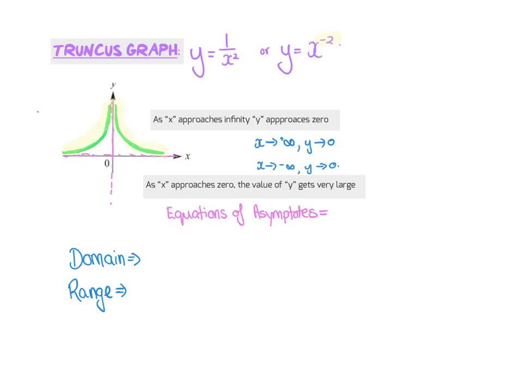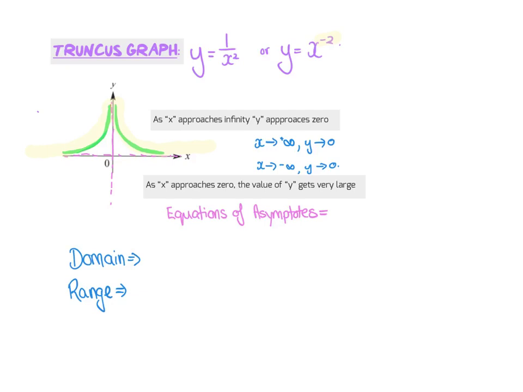So as x approaches infinity, so that means as we go out along here, we see that the graph gets closer and closer to y equals 0. And as x approaches negative infinity, same, it approaches 0, so you get that trunk shape. Okay, so this green graph is a basic Truncus graph.